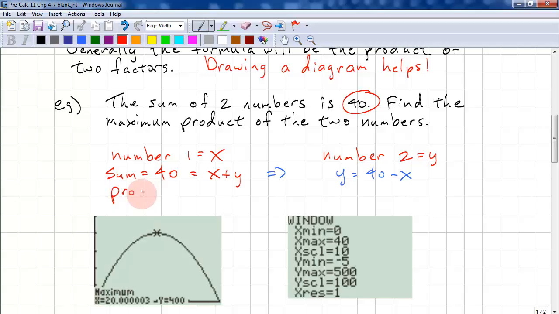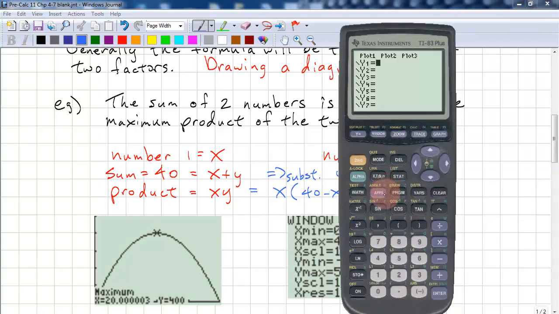Product is x times y. We don't know what that number is. We're just looking for a maximum. So we substitute. We put the y into this y. So x times 40 minus x. Now we can graph this. We have x times 40 minus x.